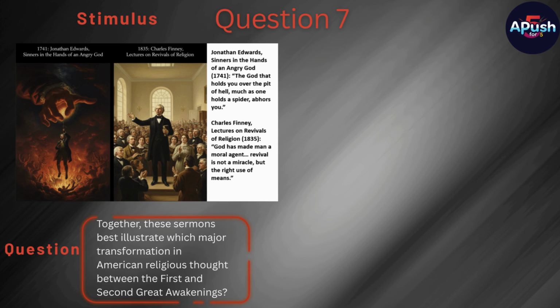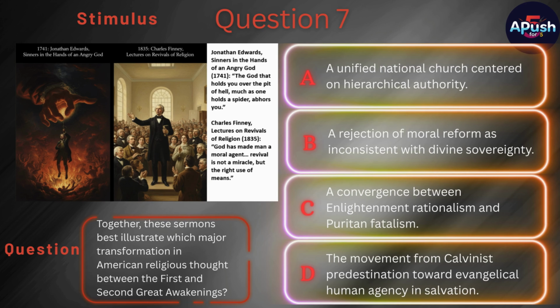Question. Together, these sermons best illustrate which major transformation in American religious thought between the First and Second Great Awakenings? A. A unified national church centered on hierarchical authority. B. A rejection of moral reform as inconsistent with divine sovereignty. C. A convergence between Enlightenment rationalism and Puritan fatalism. D. The movement from Calvinist predestination toward evangelical human agency and salvation.